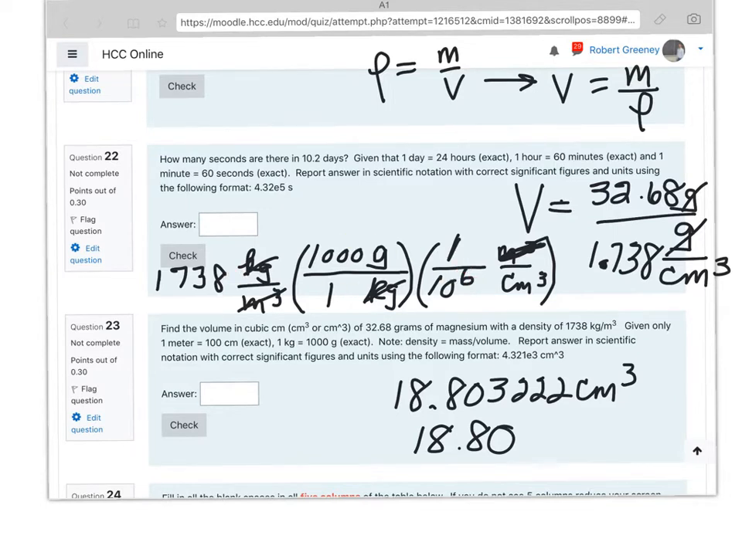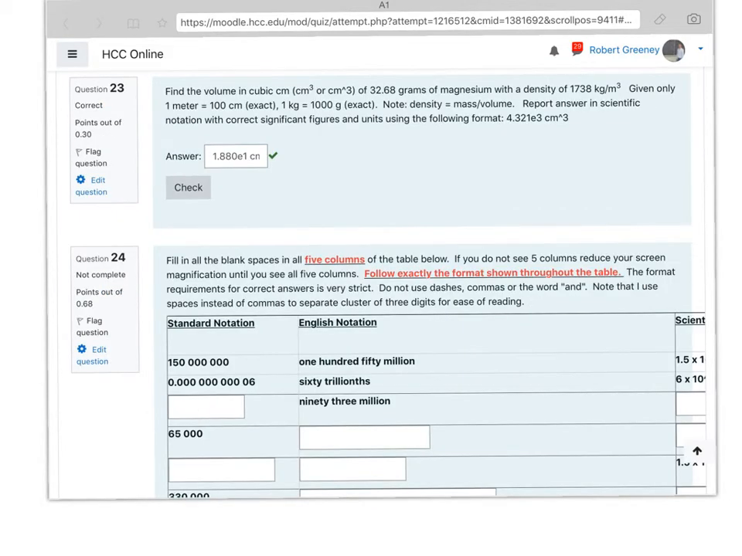So when you do this out, you end up with 1.738 grams per centimeter cubed. The grams cancel. You get this result, but you have to round it to what? 4 significant figures, because everything in the problem is 4 significant figures. So there you go. Let's check it. Okay, we're good.